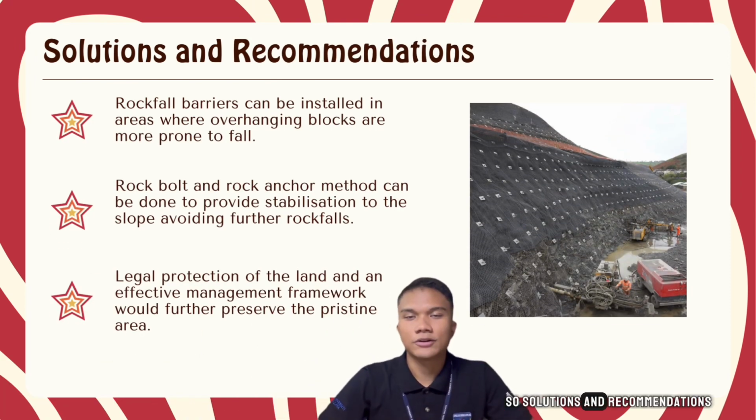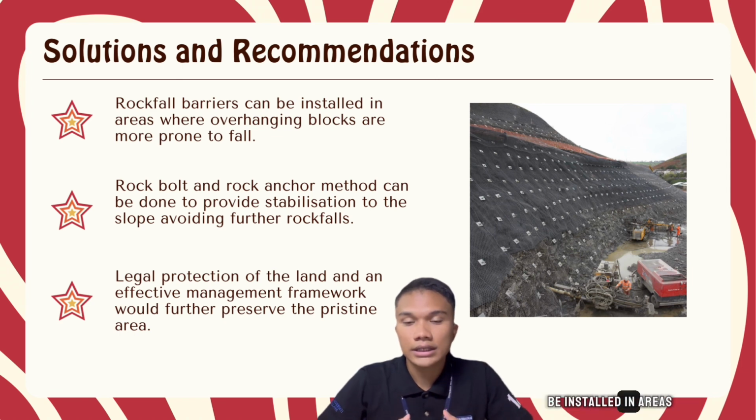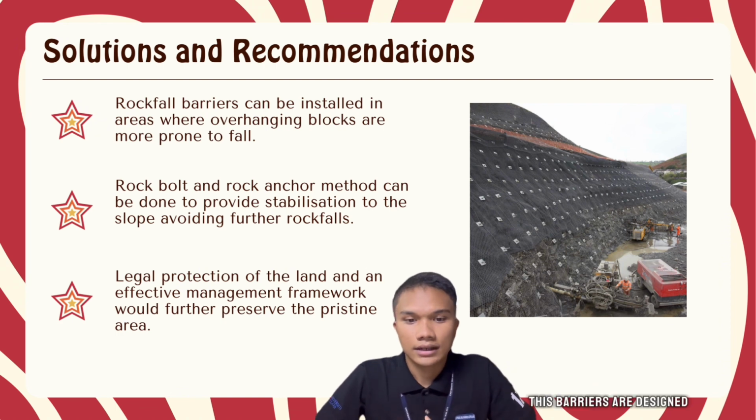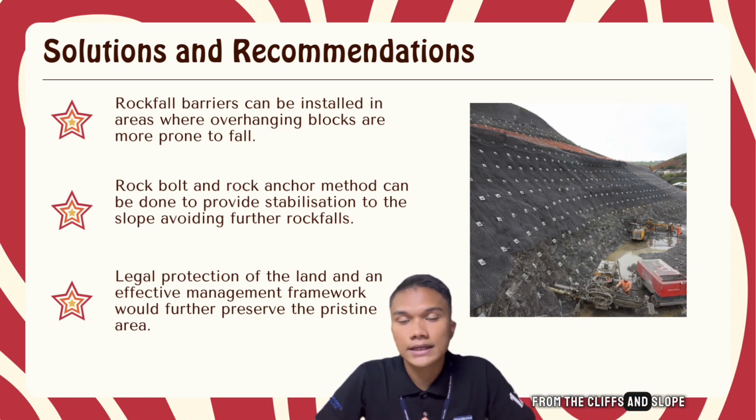So, solutions and recommendations. Firstly, rockfall barriers can be installed in areas where overhanging blocks are more prone to fall. These barriers are designed to absorb and redirect falling rocks, thus preventing them from damaging human areas. Other than that, rock bolt and rock anchor methods can also be done to provide stabilization to the slope, avoiding further rockfalls. Lastly, rock scaling can also be done to remove loose and unstable rocks from the cliffs and slope.